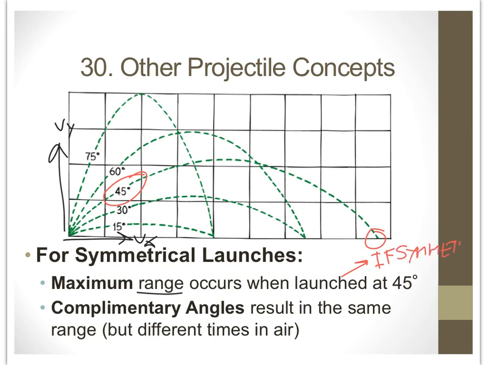Something else to keep in mind here is we have a bunch of these launches, and many of them are complementary angles, meaning they add up to 90. And what I want you to notice is those complementary angles, like 15 and 75, land at the same spot, as do 60 and 30. This is going to be true for any complementary angles. Although the higher angle might travel further up in the air, it will land at the same spot as its complementary angle, because that complementary angle, although not in the air for as long, is traveling faster horizontally. Okay, so that's something else to keep in mind. Again, two kind of random concepts, but I think they're worth mentioning.